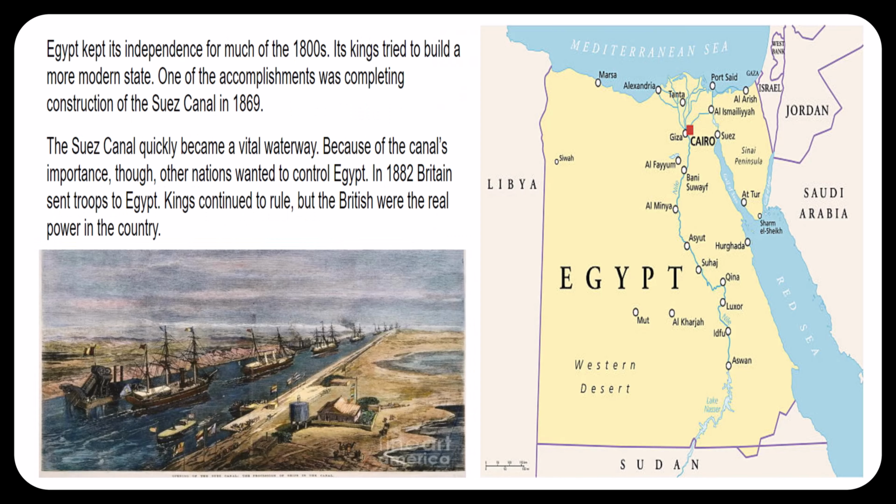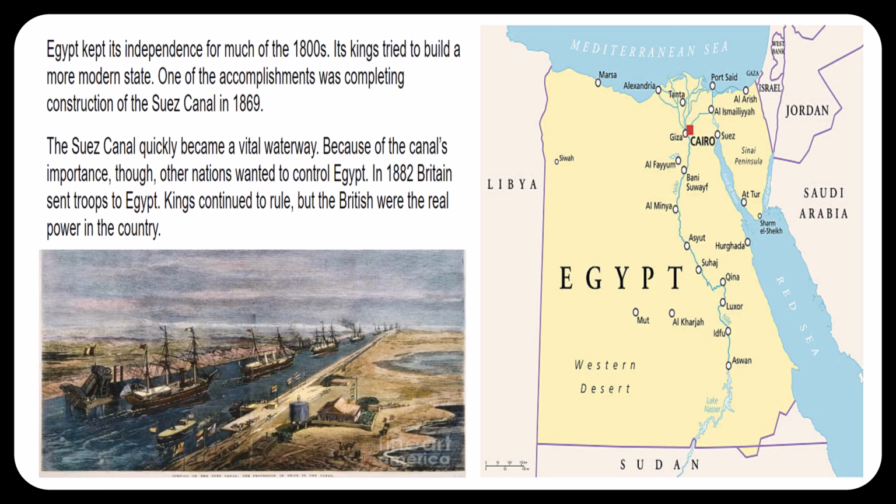Egypt kept its independence for much of the 1800s. Its kings tried to build a more modern state. One of the accomplishments was completing construction of the Suez Canal in 1869. The Suez Canal quickly became a vital waterway. Because of the canal's importance, though, other nations wanted to control Egypt. In 1882, Britain sent troops to Egypt. Kings continued to rule, but the British were the real power in the country.